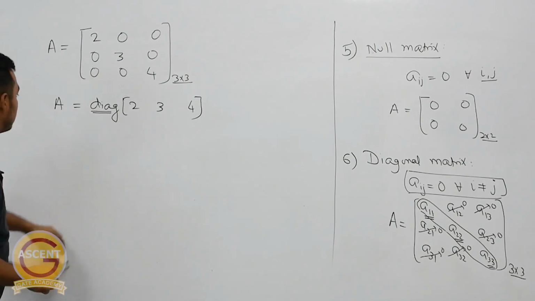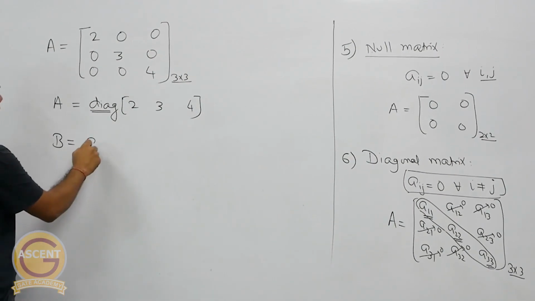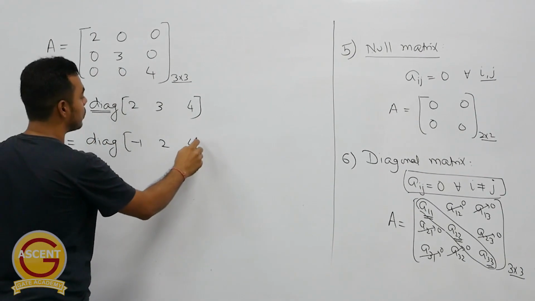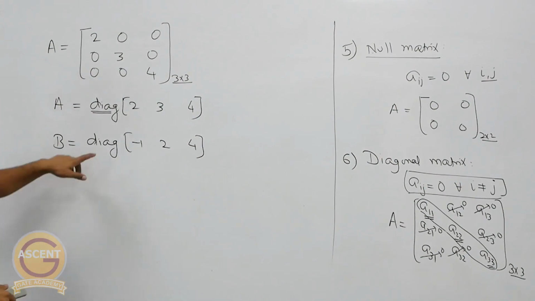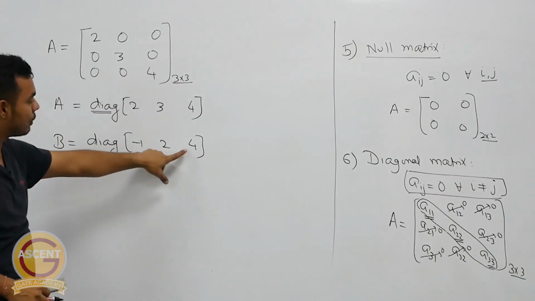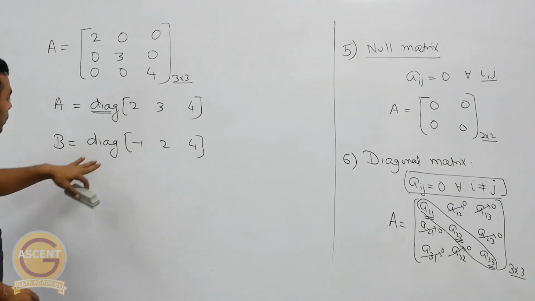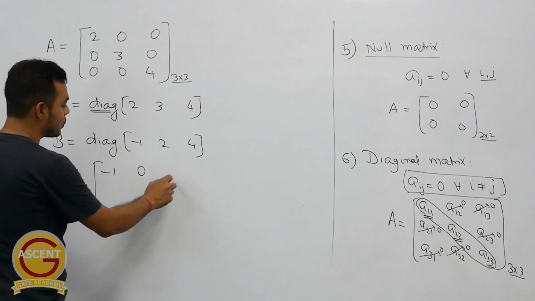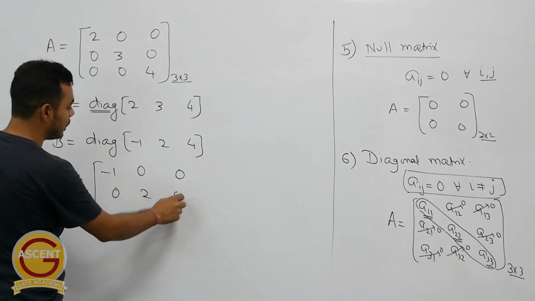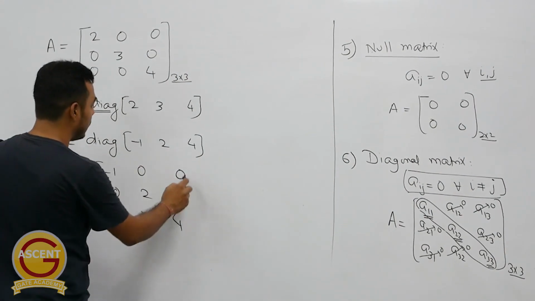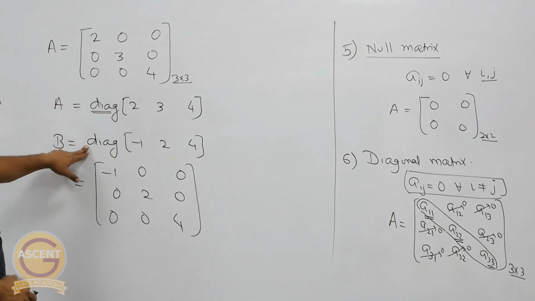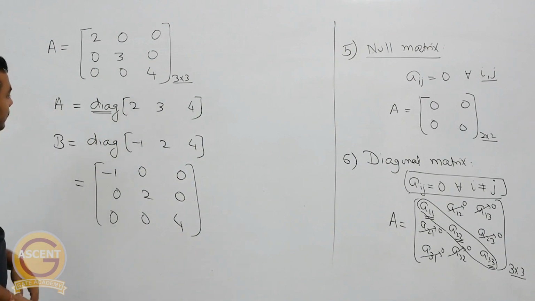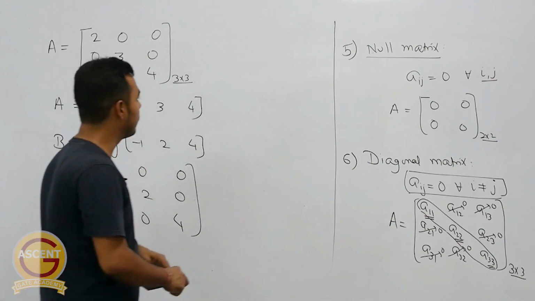Because once I write that it is a diagonal matrix, this means all the off diagonal elements will be 0. So for example, suppose I have a matrix B and it is a diagonal matrix, say -1, 2, 4. What is the meaning of this? This means we have a diagonal matrix and these -1, 2, 4 are nothing but the diagonal entries. If you want to write this matrix in a proper form, then the first row will be -1, 0, 0, then 0, 2, 0 and 0, 0, 4. So this is a very important representation of a diagonal matrix. You should know how to convert a diagonal matrix from one form to another. So this was the 6th type of matrix.